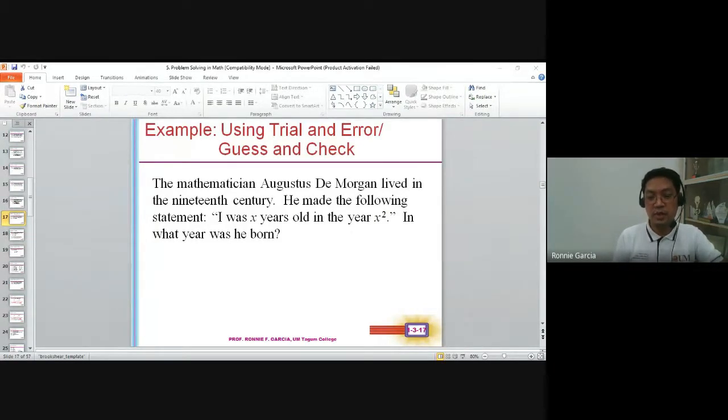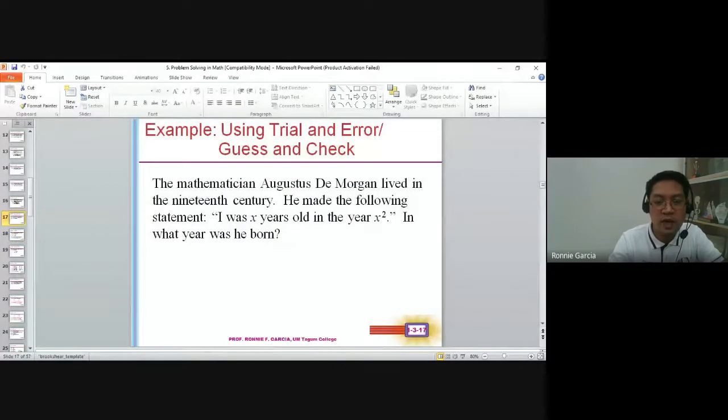So, while there is still time, continue. Someone answered 11. Year 11? That isn't even in the 19th century. Okay, time is up. It's already 5:44. The correct answer to this problem is 1806.